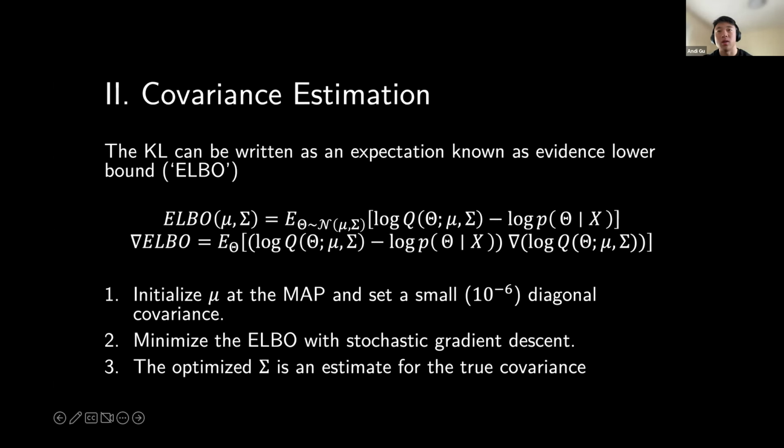So we initialize the mean of our surrogate posterior at the MAP estimate from the previous gradient descent step. The next thing that we do is we minimize the ELBO, or the evidence lower bound, by approximating the two expressions, the ELBO and the gradient of the ELBO, using Monte Carlo estimates. So what that really means is we sample many different thetas from our surrogate posterior, we calculate some gradients, average, and then update our gradient descent. And then finally, after we've minimized our KL, the final optimized covariance matrix is an estimate for the true covariance.